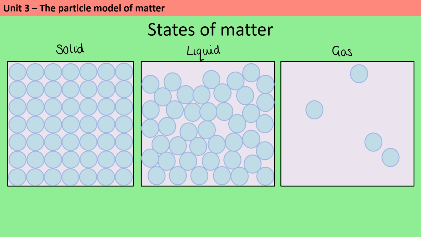If we then think about the forces, in a solid, there are these really strong forces that are holding the particles in place. So they're vibrating in fixed positions, but they're not moving past each other. In a liquid, the forces are a little bit weaker, but they are still there. They are still maintaining contact, but the particles are able to pass over each other. And then in a gas, there are really weak forces, but the particles are able to constantly, randomly move.